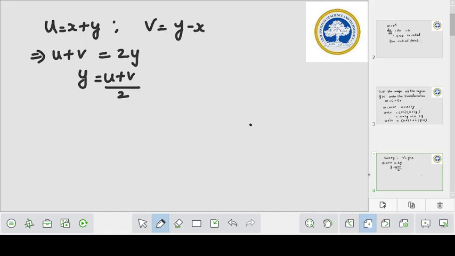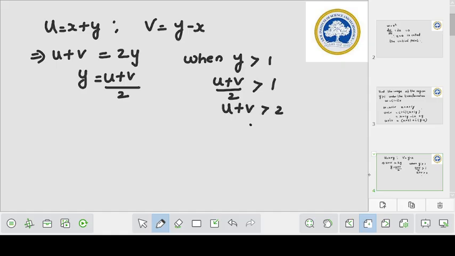Now it is given that y is greater than 1, so what is the image? The value of y is u plus v by 2. So u plus v by 2 is greater than 1, so u plus v is greater than 2. So this is the image.